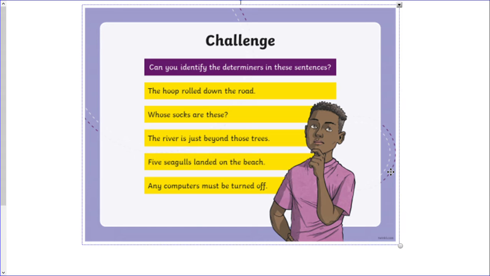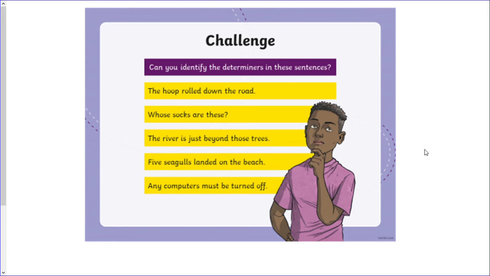So if you are struggling, you might want to identify the noun first and then see which word comes before it. So we've got: The hoop rolled down the road. Whose socks are those? The river is just beyond those trees. Five seagulls landed on the beach. Any computers must be turned off.